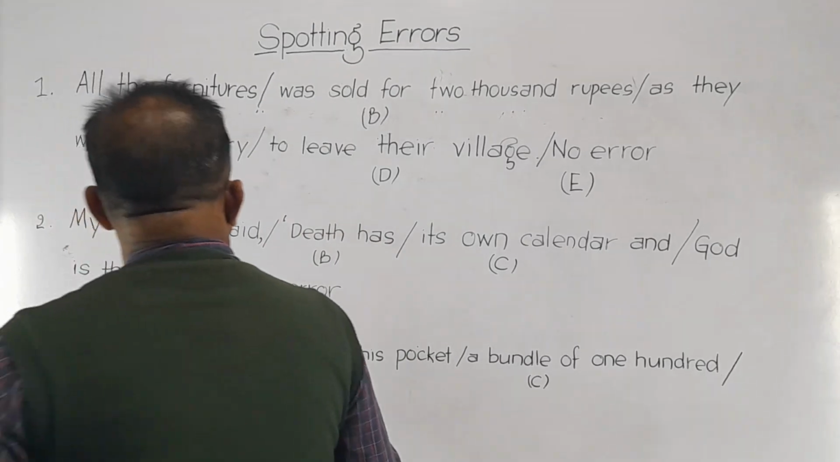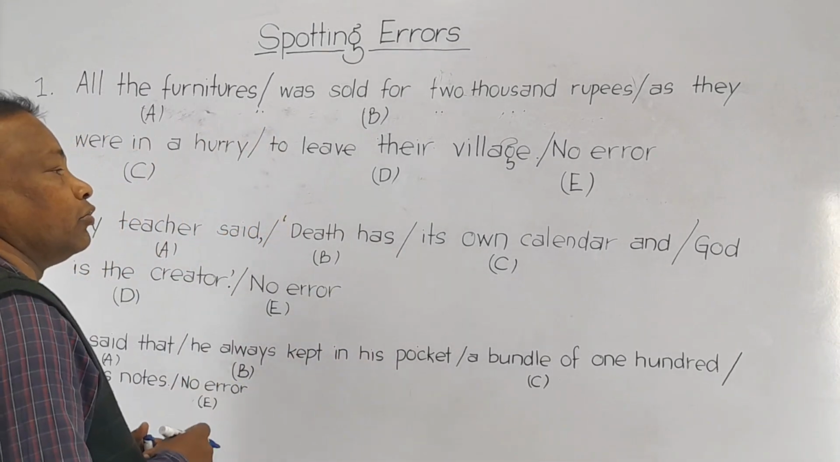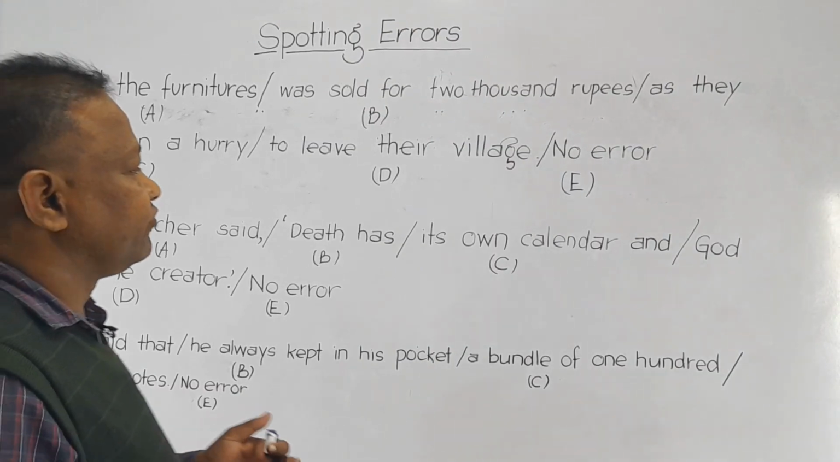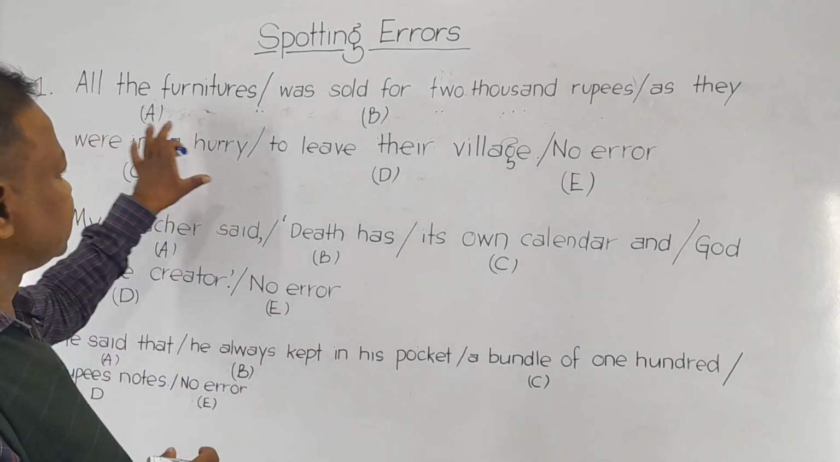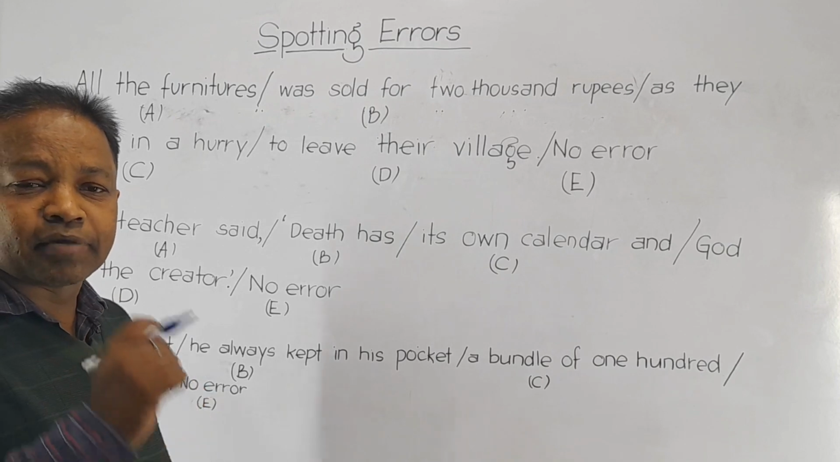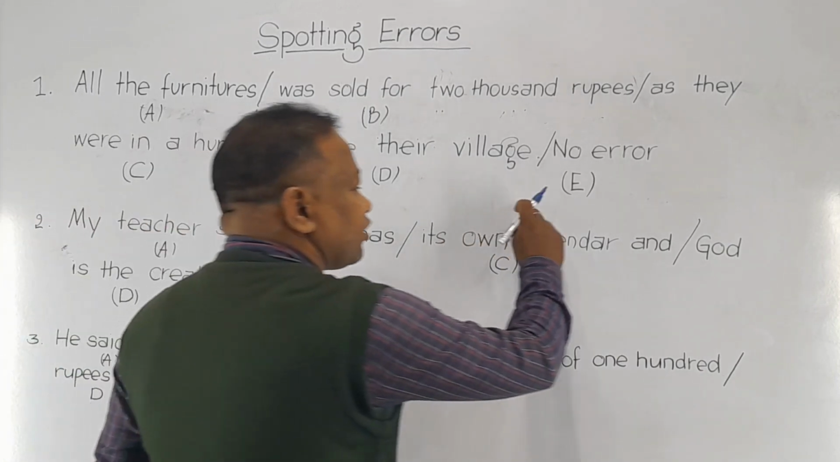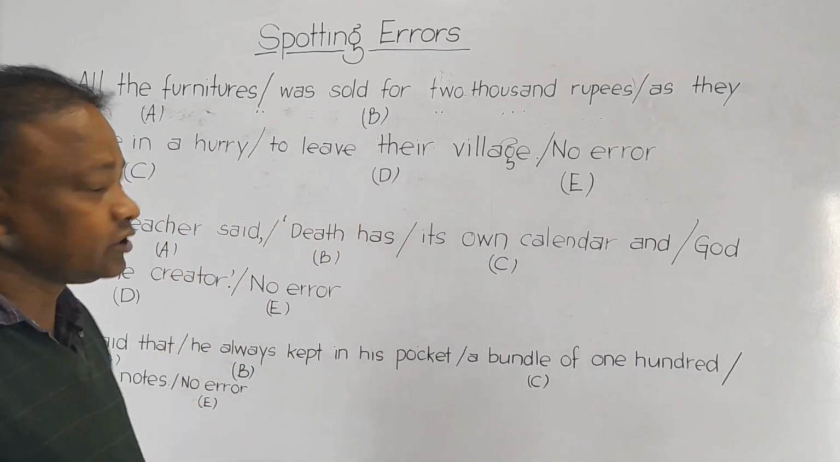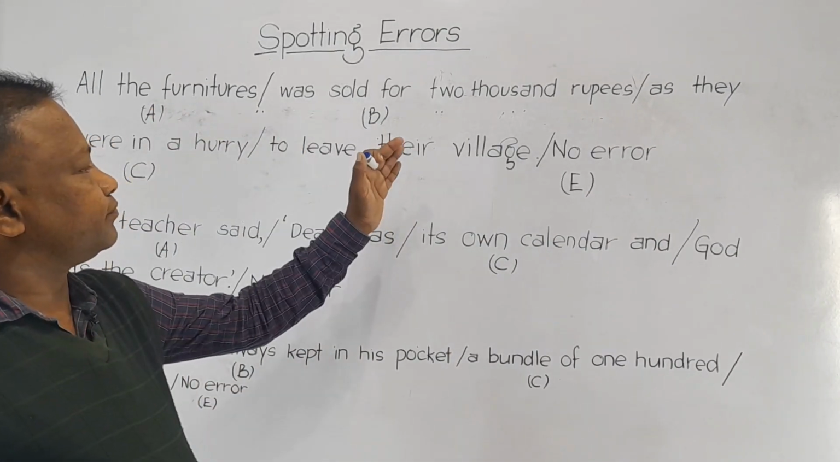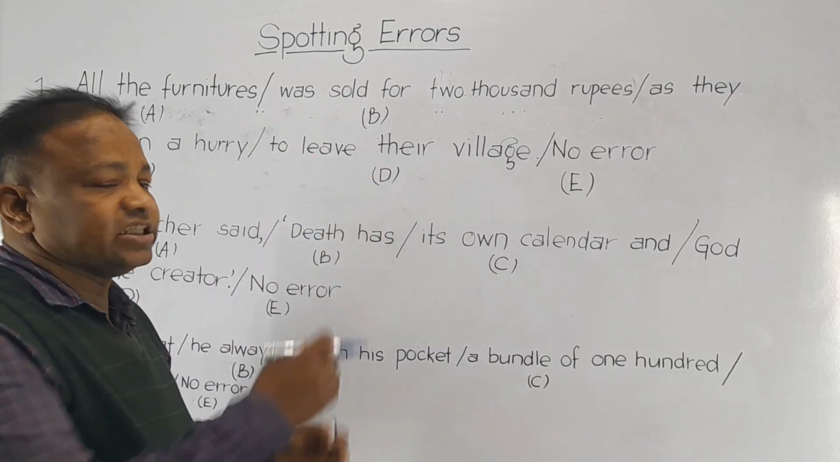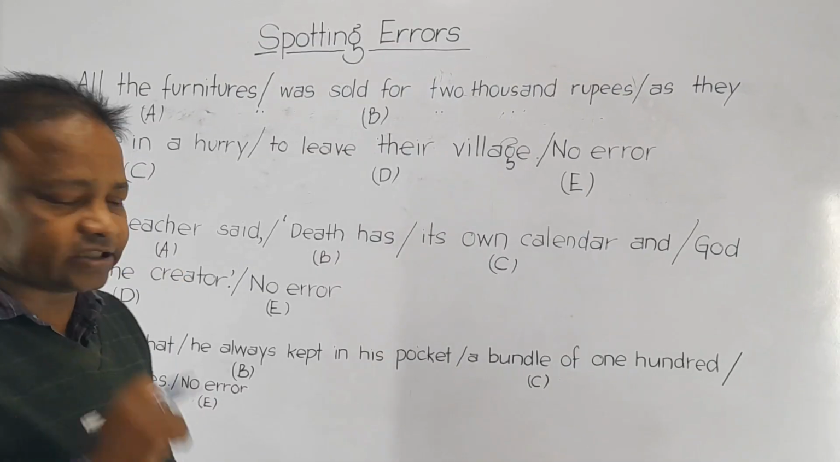Listen: all the furnitures were sold for 2000 rupees as they were in a hurry to leave their village. This question has 5 parts: Part A, Part B, Part C, Part D, and Part E. Part E is no error. No error means this sentence is correct. If you do not find any error in A or B or C or D, your answer is E. That means the sentence is correct.